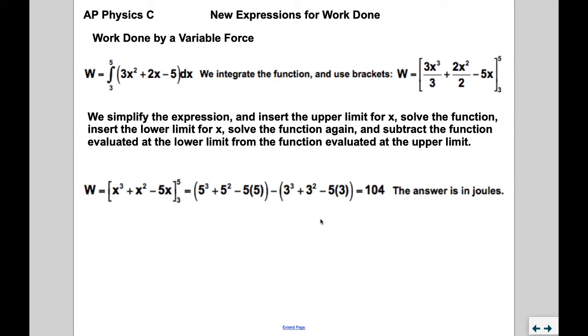which means this force, as the object moves from 3 to 5 meters, does 104 joules of work, or adds 104 joules of energy to the system. Okay?